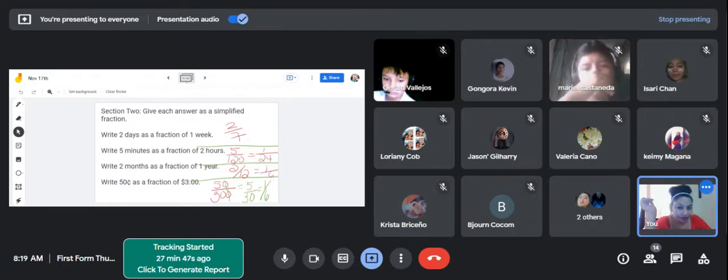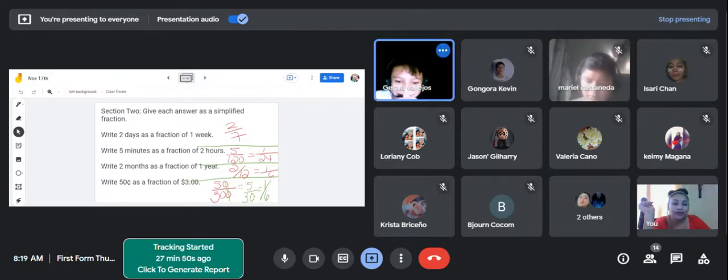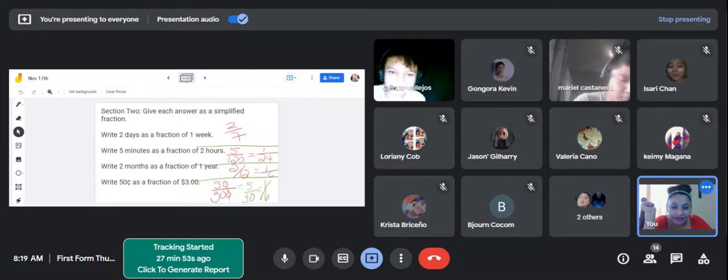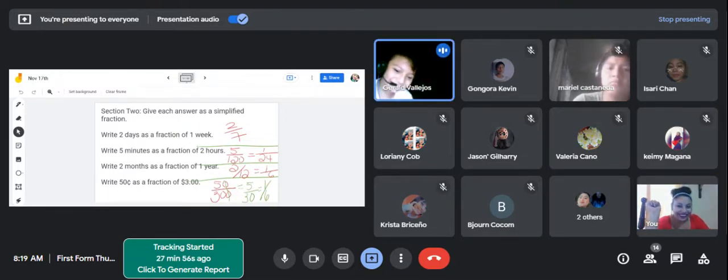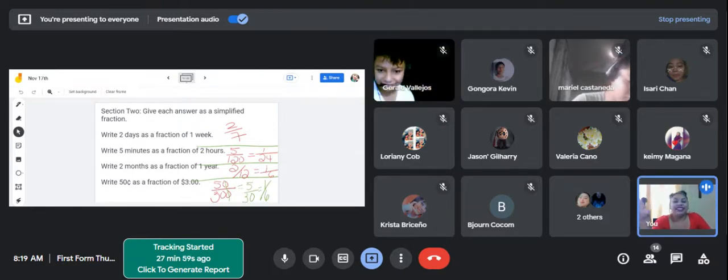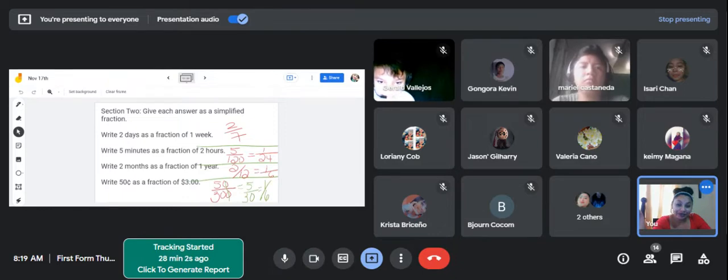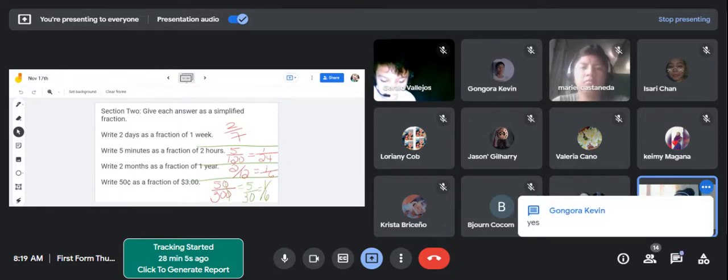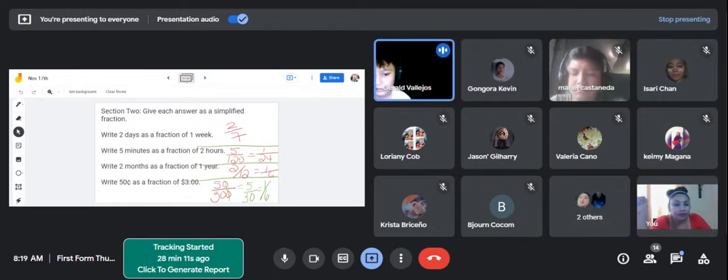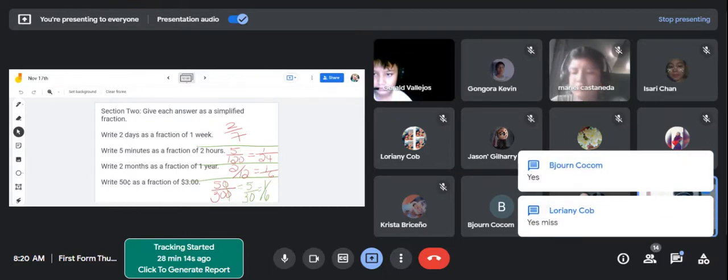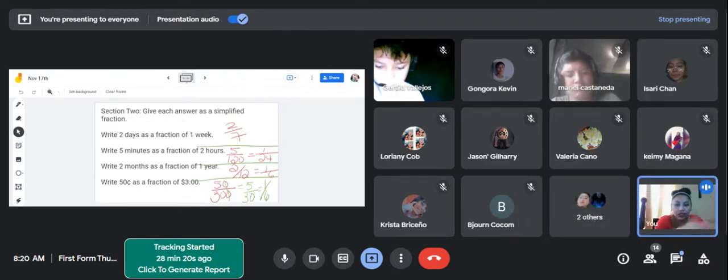Questions? You get a different answer? Yes, ma'am. Okay. So everybody's got this one clear, right? Can I move on? We just have to put the sign at the end. None of these answers should have like the 2/7 shouldn't say days. It's only going to be the fraction because the question is just telling you write the fraction, right? So it's just the fraction that they're asking you for. Okay, that's it.